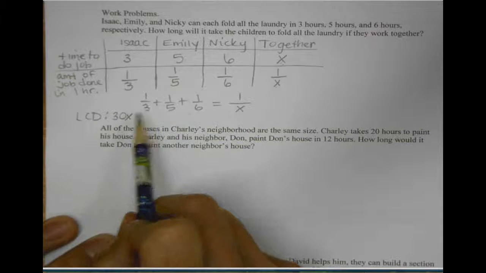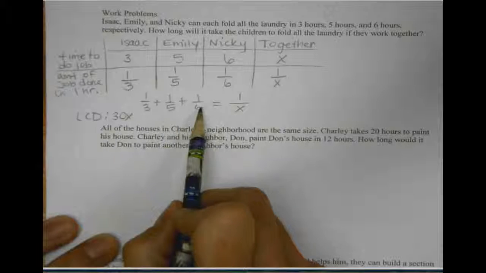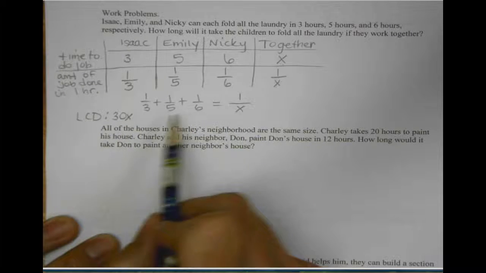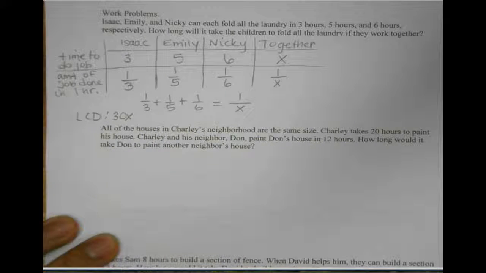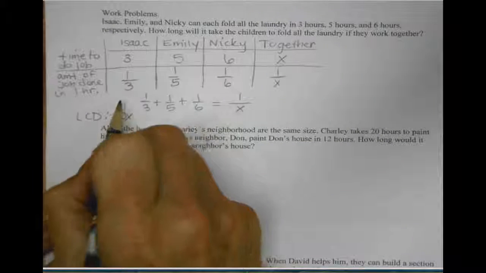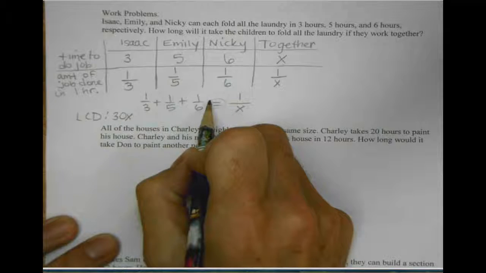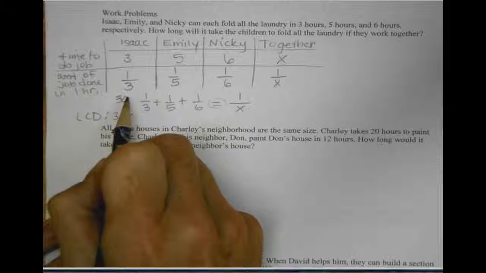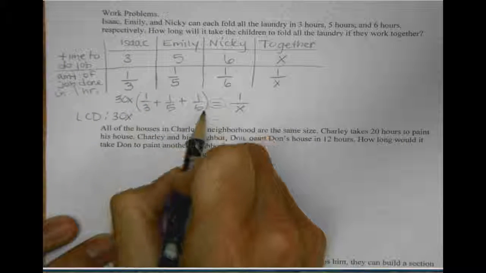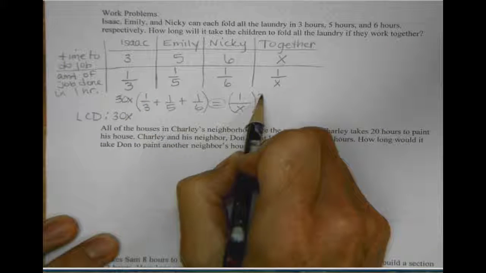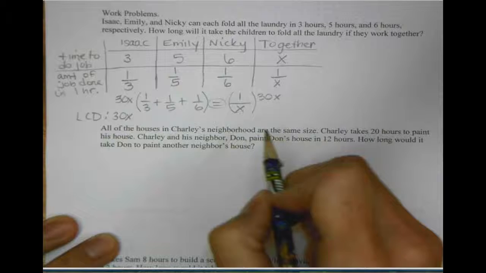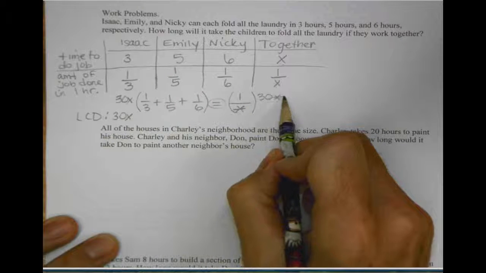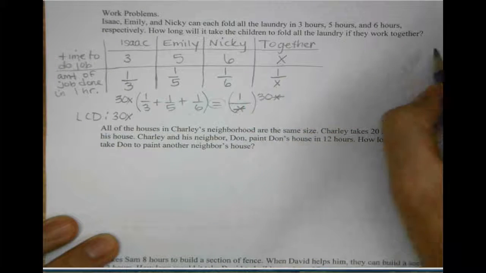And 3 goes into 30, yes. 5 goes into 30, yes. 6 goes into 30, and then the x is represented there also. So if my common denominator is 30x, and I have an equal sign, remember that's very important, then I can multiply both sides by that 30x. And on the right hand side there's just the one term, so I end up just with an equals 30.